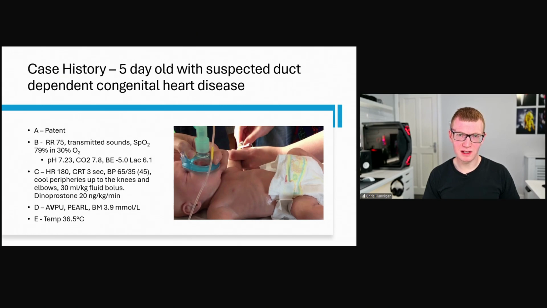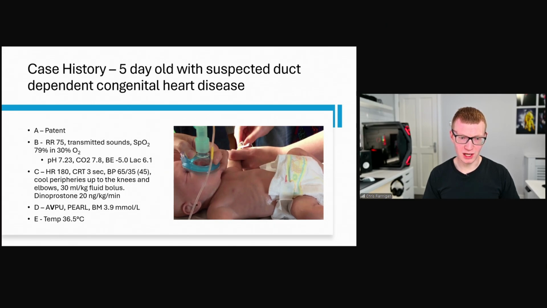They are breathing at 75 per minute, so a bit tachypneic with quite frequent apneas in between. They're saturating at 79% in 30% oxygen, and that has been reduced down from 100% on PIC's advice, and it hasn't made any difference to the saturations. In terms of our gas, it's not great. Our lactate is elevated at 6.1. We're a bit tachycardic at 180, cap refill of 3 seconds.